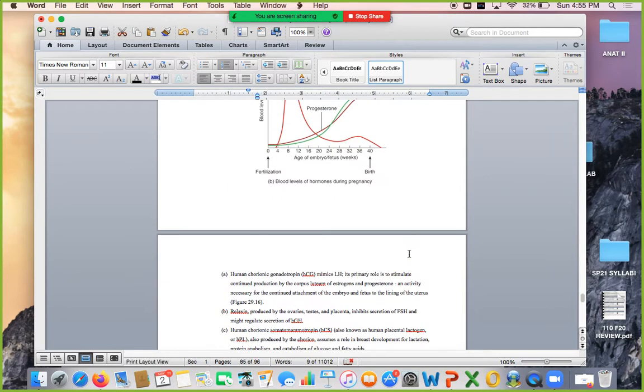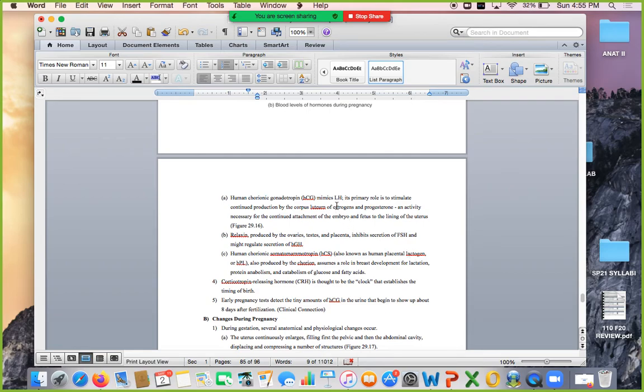HCG is going to take the place of luteinizing hormone. So the LH is going to basically tell the corpus luteum to be sustained. And that's going to mean that the embryo is able to continue and remain attached inside the lining of the uterus. Otherwise, we would have a menstrual event and this embryo would just be shed. There would be nowhere for it to be embedded.